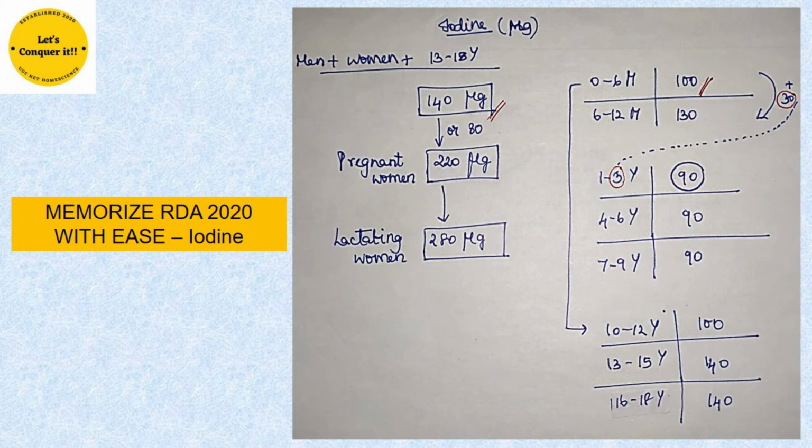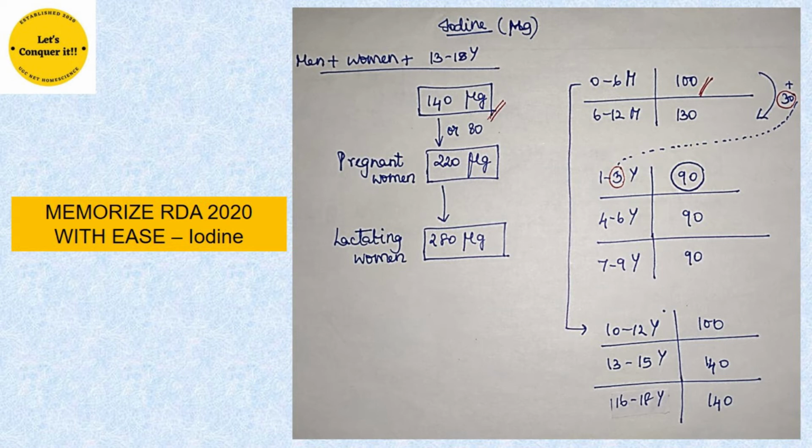The iodine requirement for pregnant women is 220 micrograms, since it is important for two people, just to remember for your easy understanding. So 220 micrograms. From this pregnant woman's value, we'll try to get the value for normal men, women and a few age categories. Now from this 220, if I minus 80, I get 140. This 140 is the iodine requirement for men and women, all physical activity categories, and also for the age group 13 till 18. You got it?